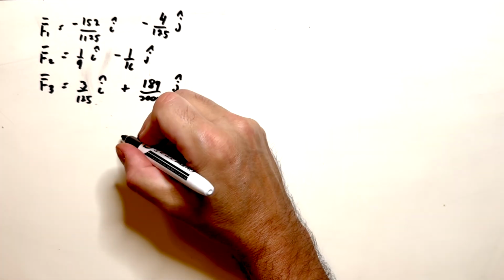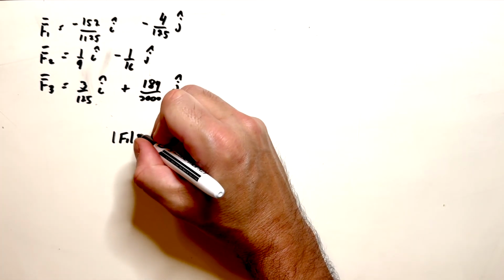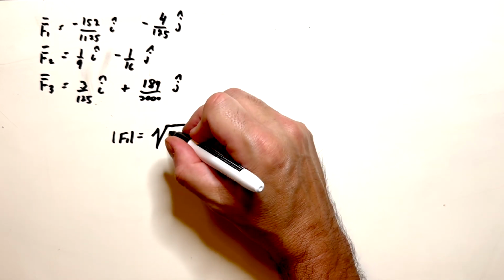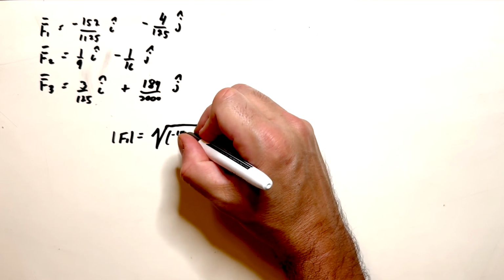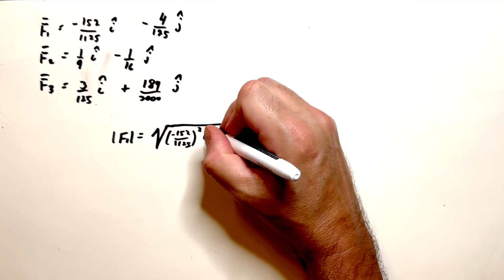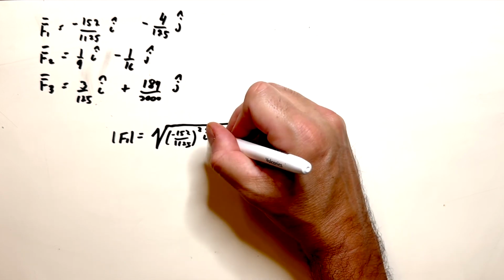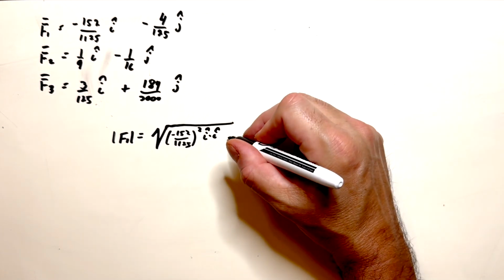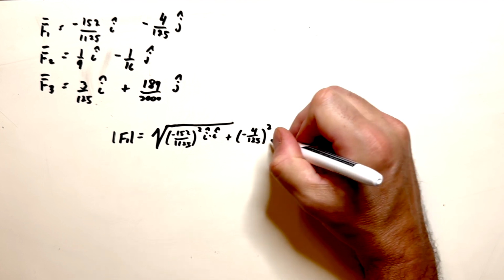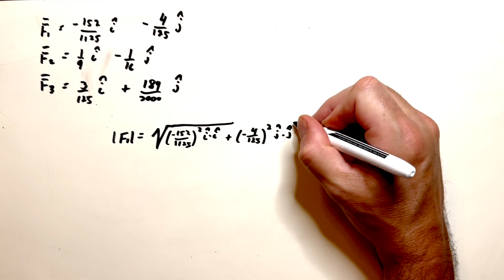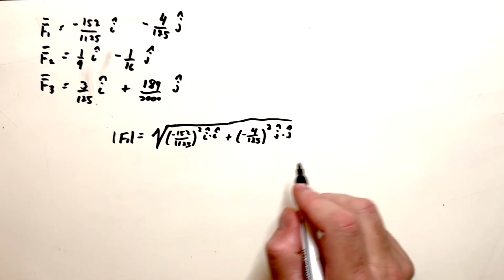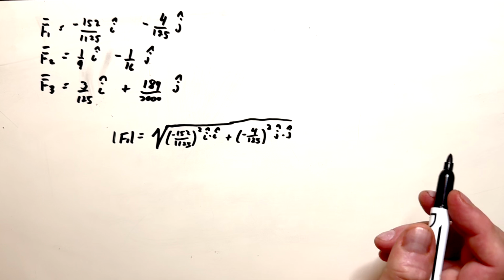So magnitudes are pretty easy to calculate. The magnitude of F1 is just going to be equal to the square root of the components squared. So we'll have minus 152 over 1125 squared, i hat dot i hat, so that just becomes 1, but I'll write it in, plus minus 4 over 125 squared, j hat dot j hat. And you remember the dot products, right? i dot i is just equal to 1, and j dot j is just equal to 1. i dot j would be equal to 0, right? So no cross terms.